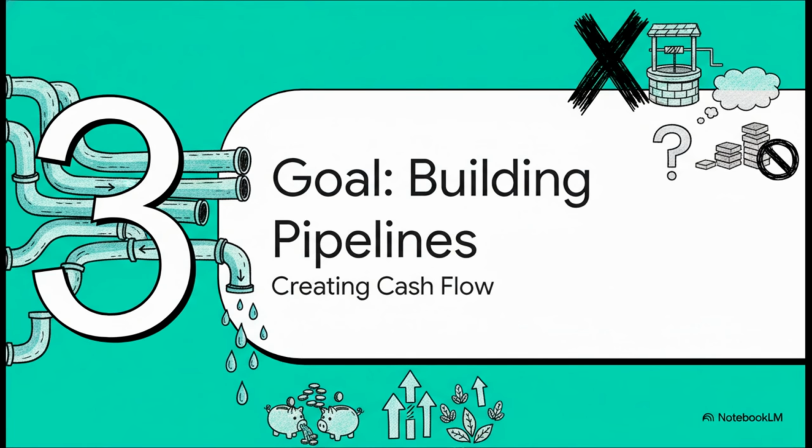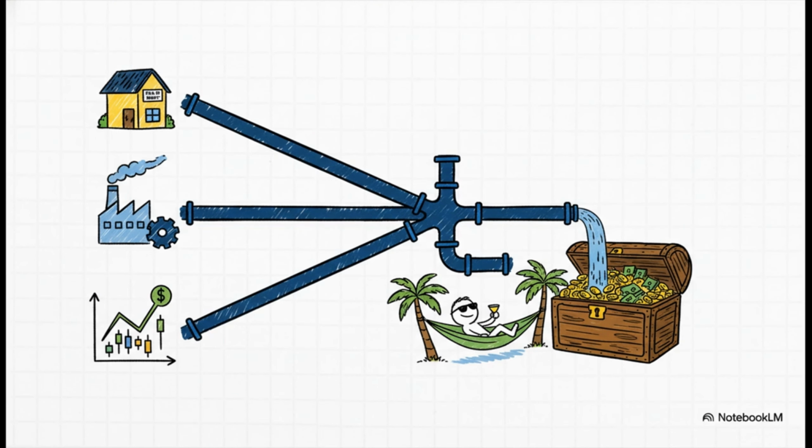This philosophy gives us a totally new goal to aim for. The new goal is to build pipelines. See, these are the true assets. We're talking about things like rental properties, businesses you own, stocks that pay dividends. They put money in your pocket every single month, whether you're actively working or not. The whole game shifts from you working for money to making your money work for you.